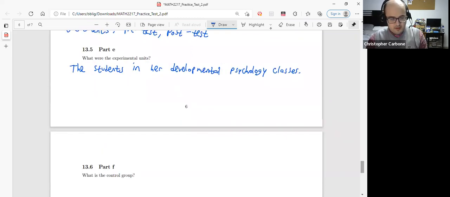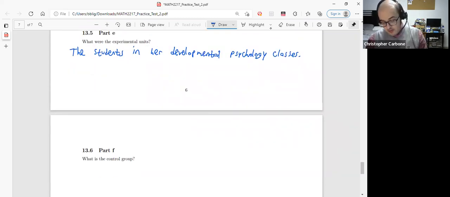And then for part F, we want to know the control group. And while not explicitly stated per se, the control group is going to be the pretest, since that would be before the course is actually taught and whatnot to gauge that student learning in the class.